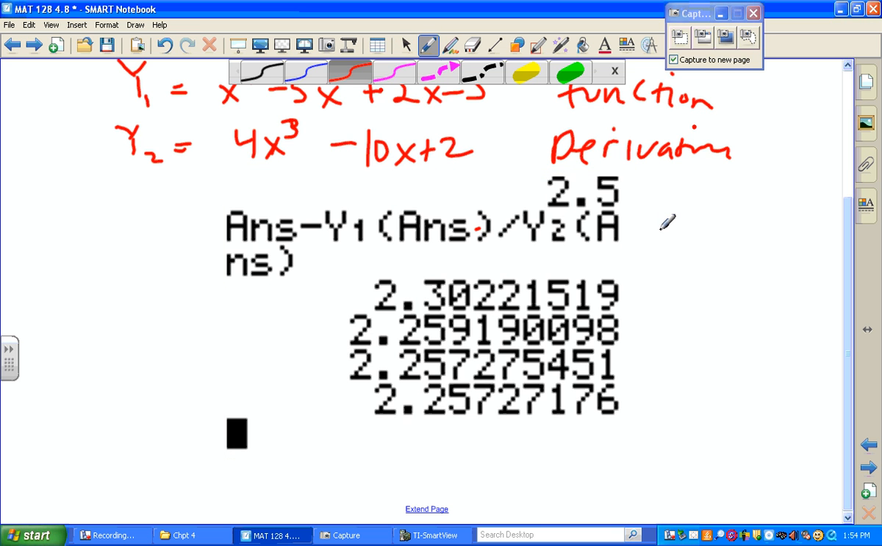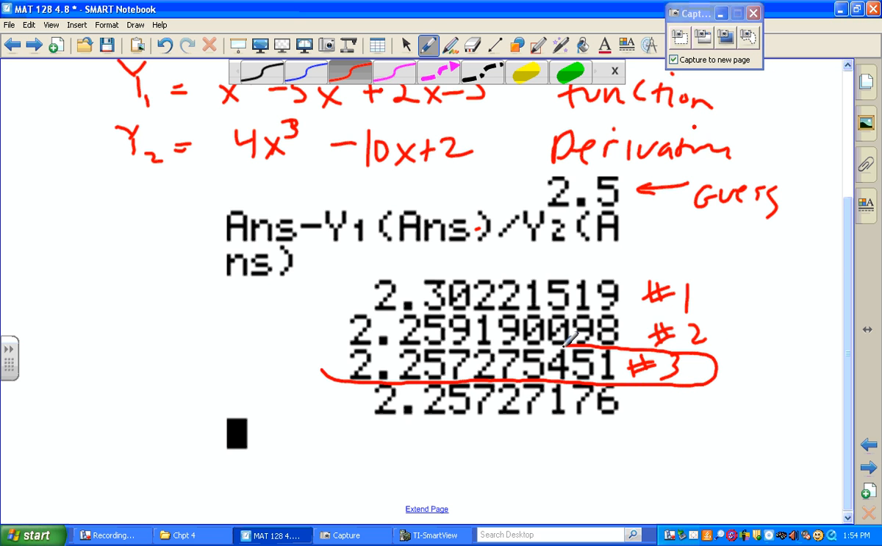Anyway, this is obviously the guess. Number 1. Number 2. Looks like number 3, the third iteration, gives me my answer. What would you want us to do? First one. You can stop right there.